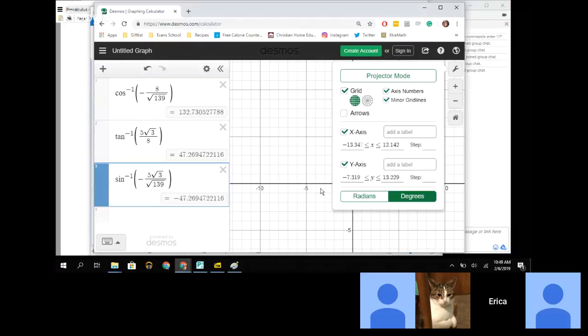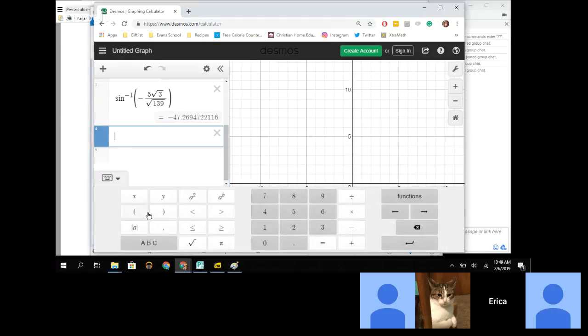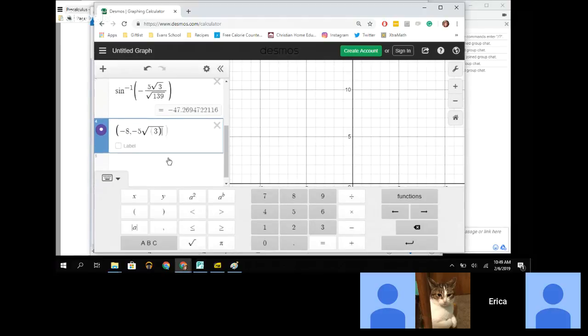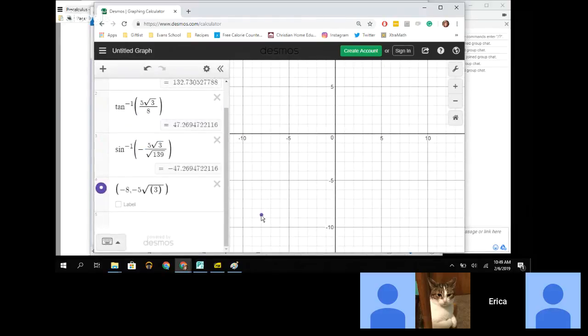Okay. So I'm getting a couple different values here. Where was my original point at? My original point was at -8, -5 square root of 3. This is where my point is on my graph. Let me scroll out here so we can see. It's down here. Okay, so my values that I came up with are 47.